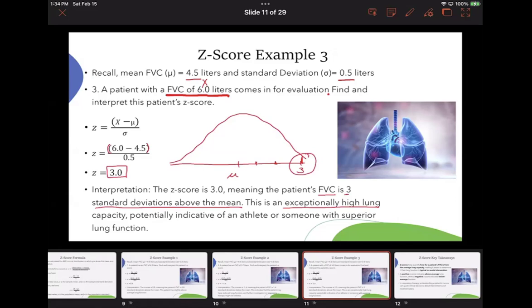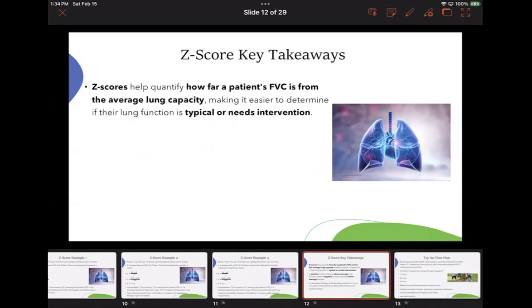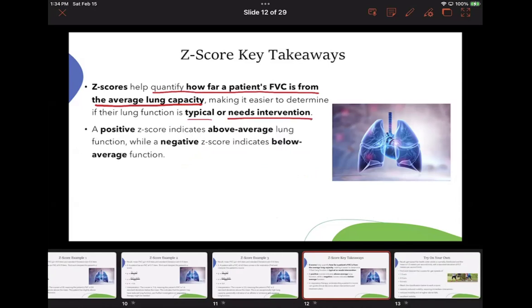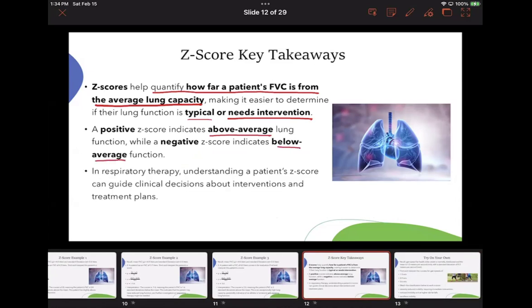Okay, so some takeaways you want to make sure you understand with z-scores. They help us quantify how far a patient's FVC is from the average lung capacity, making it easier to determine if their lung function is typical or needs intervention. A positive z-score always indicates above average lung function. A negative z-score always indicates below average function. And in respiratory therapy, understanding a patient's z-score can guide clinical decisions about interventions and treatment plans.